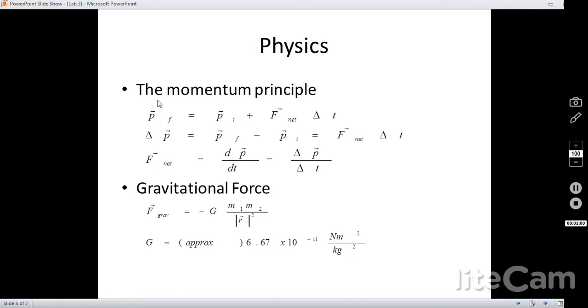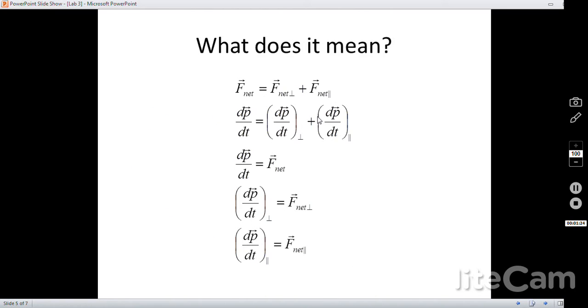The physics we'll be using is the momentum principle and gravitational force, or Newton's law of universal gravitation. This is the only force acting on the system for this entire lab. Fnet is equal to delta P over delta t, or as I'll be referring to it throughout the video, dP dt. This is the rate of change of momentum and the force.